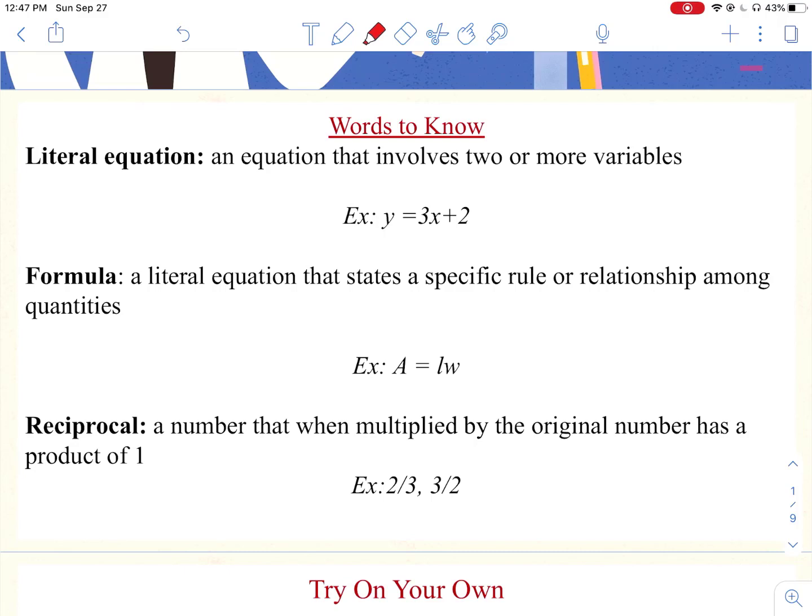Formula, a literal equation that states a specific rule or relationship among quantities. Our example is our area formula for a rectangle. Area equals length times width.